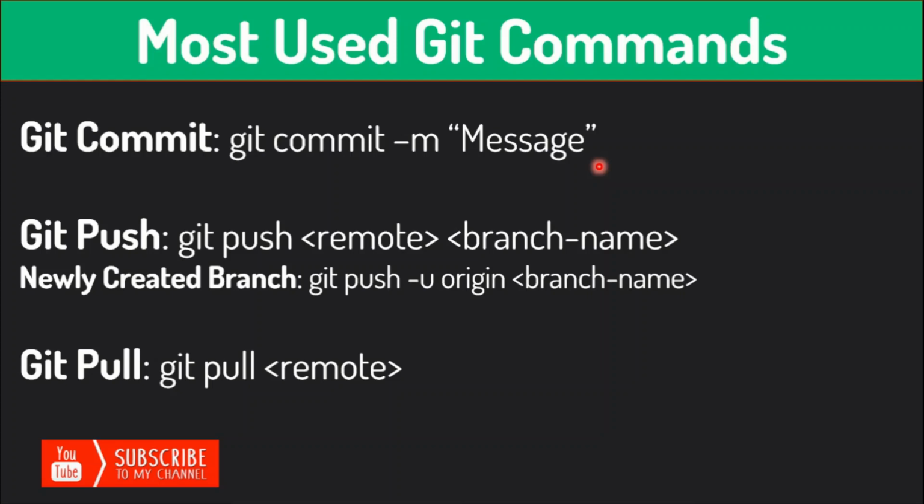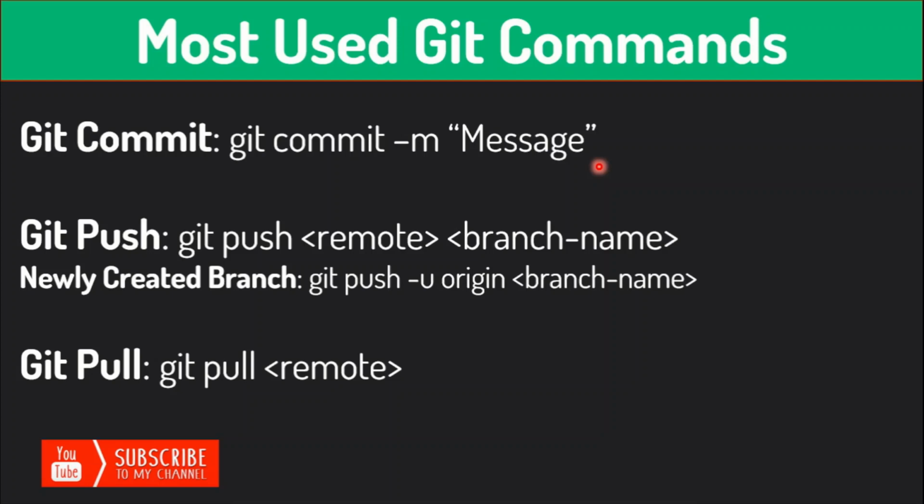So the syntax for that is git commit -m, and then we need to provide a commit message as well. One important thing to notice here is that git commit saves your changes only on the local. The next command we will discuss will help us to move our locally committed changes to the remote repository as well. So next is the git push command.